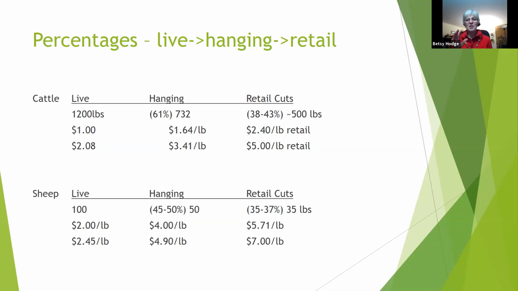It doesn't look like much if you're used to cows, but if you can sell them live for $2 a pound, that would be $4 a pound hanging, and an average of $5.71 per pound for the cuts. Now, I know that I need to get $7 a pound to break even on the retail cuts, at least on average. So if I work that backwards, that's $4.90 a pound hanging or $2.45 a pound live. So that just gives you some comparisons. And you'll get this in your handout so you can look at it a little closer, and you'll get that other handout.